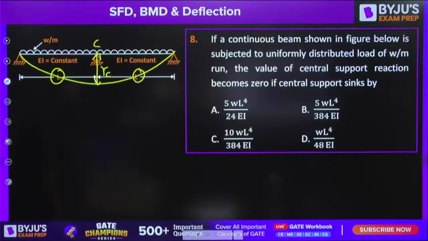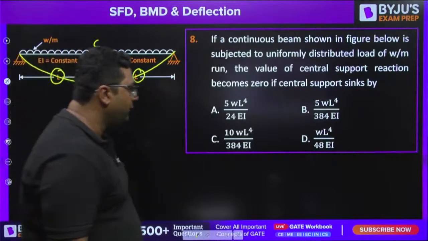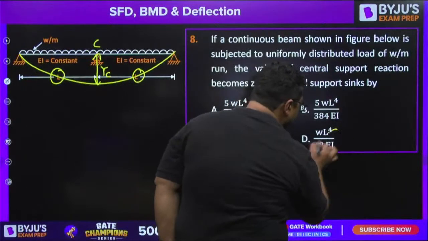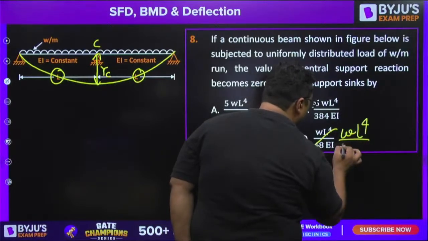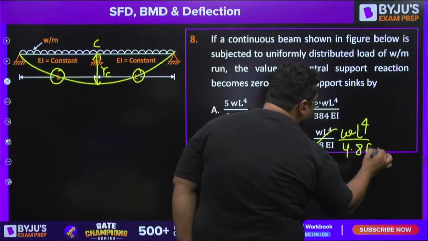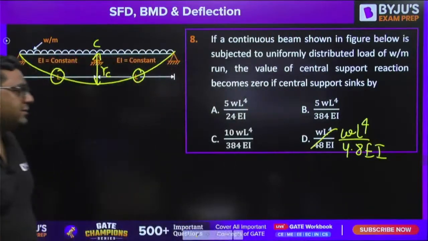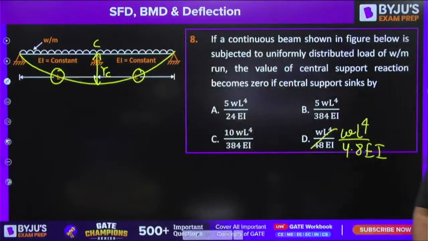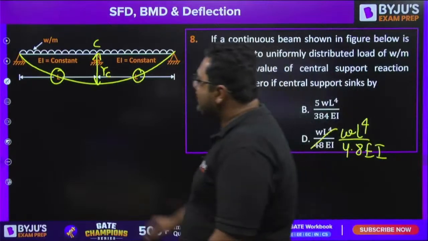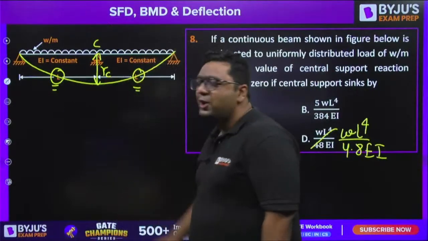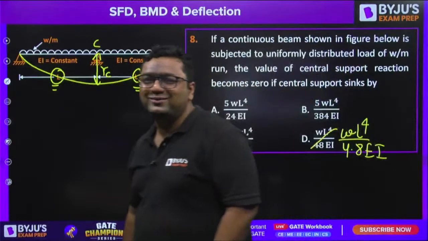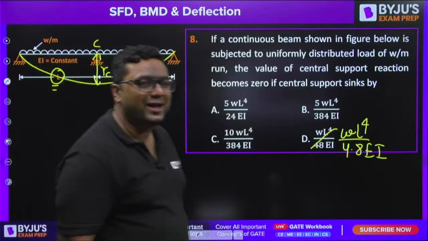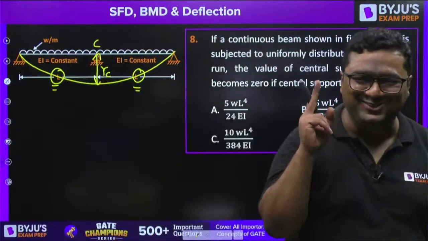Kalpesh is saying B. Okay. Wonderful. What about others? Okay, I am going to correct it. This is WL to the power 4 upon 4.8 EI. Solve it, guys. I said this length is L, this length is L. Total length of the beam is 2L now. Think twice before answering this question.